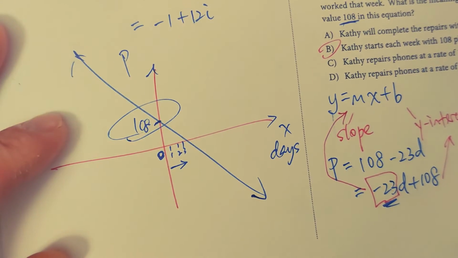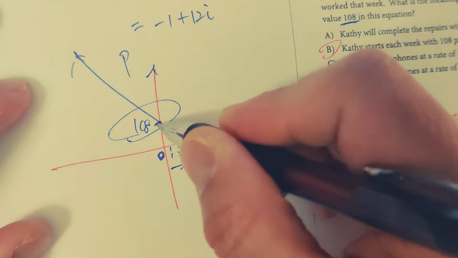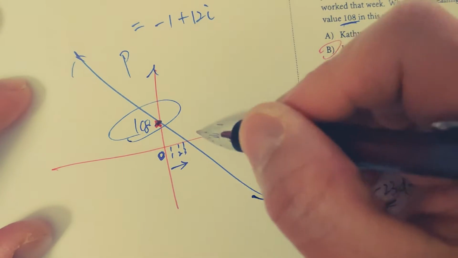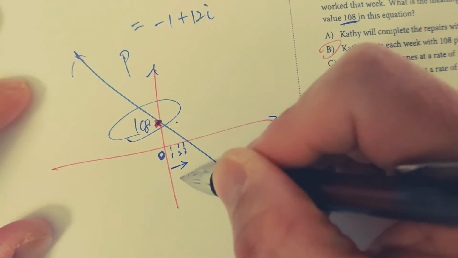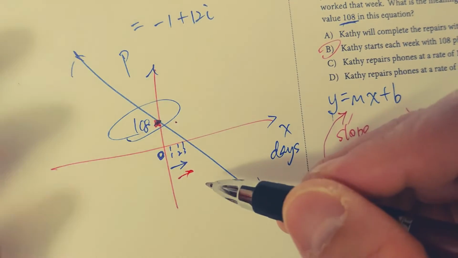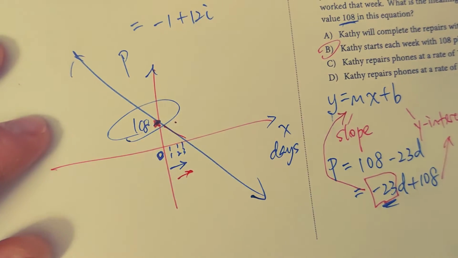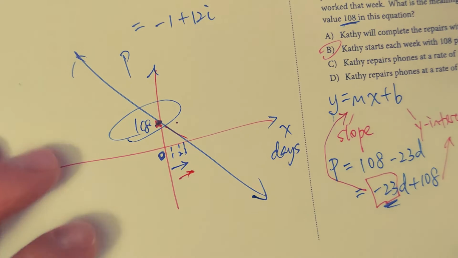Katie starts each week with 108 phones to fix. All right, this is a starting point. And as days pass by, she will repair more and more, which is why the line is going down, the slope is going down. Okay, so the answer is B.